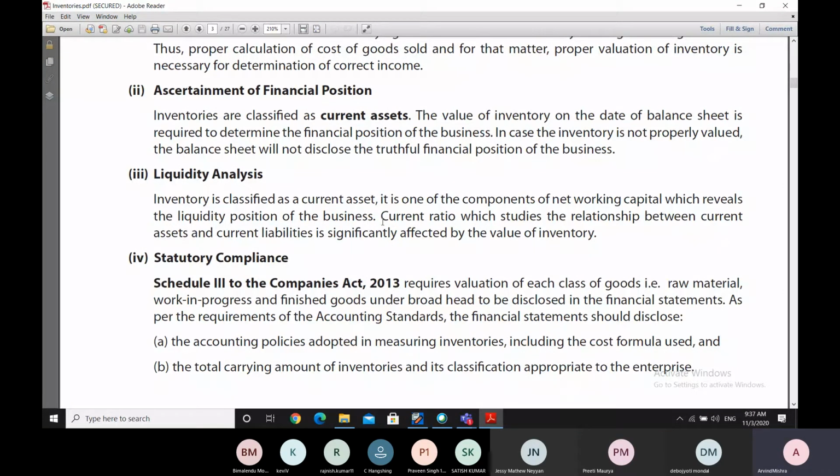Current ratio, which is the current assets upon current liabilities, the relationship between current assets and current liabilities, will be very significantly affected by the inventory valuation amount.